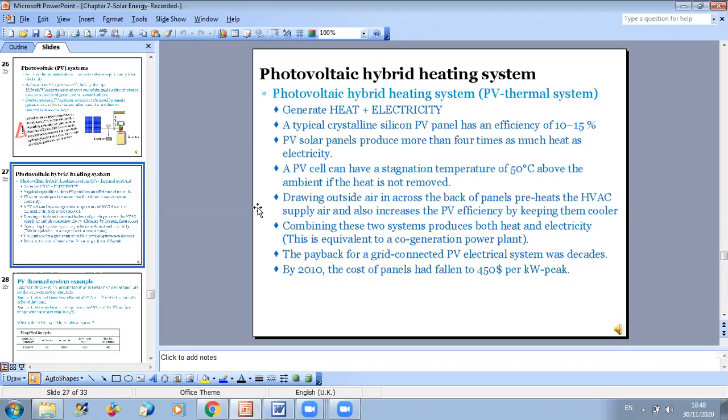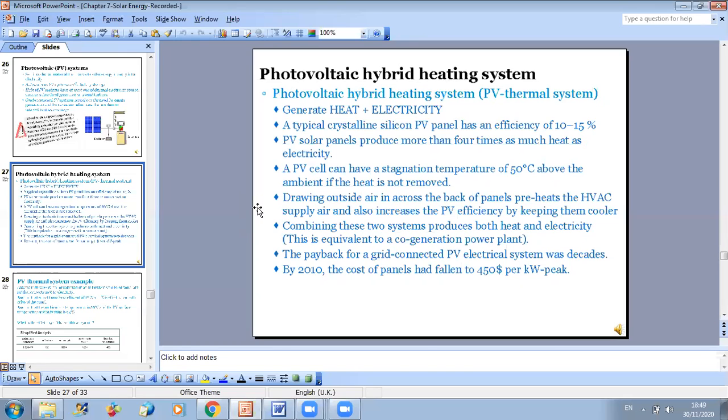So if you remember, what is the meaning of cogeneration? When we use two different systems combined together, okay, to increase the efficiency, as was the case for combined gas turbines and steam turbines, if you remember.